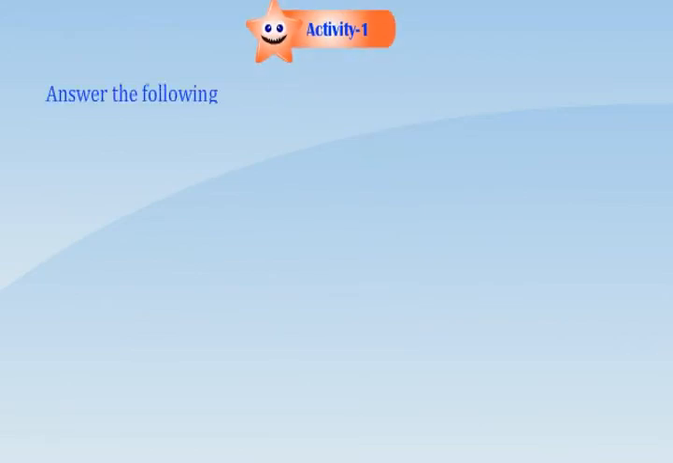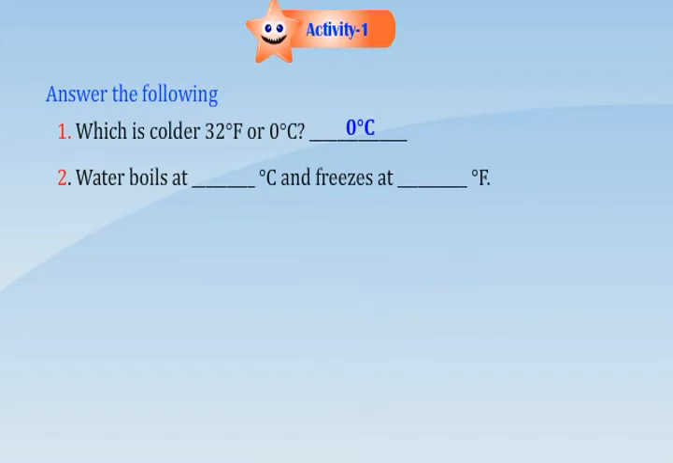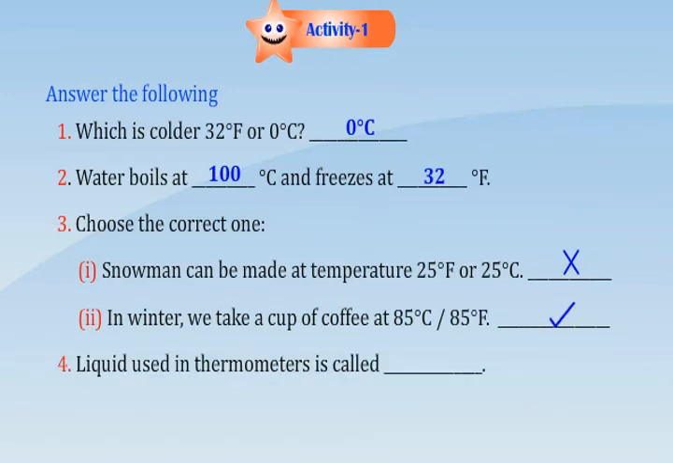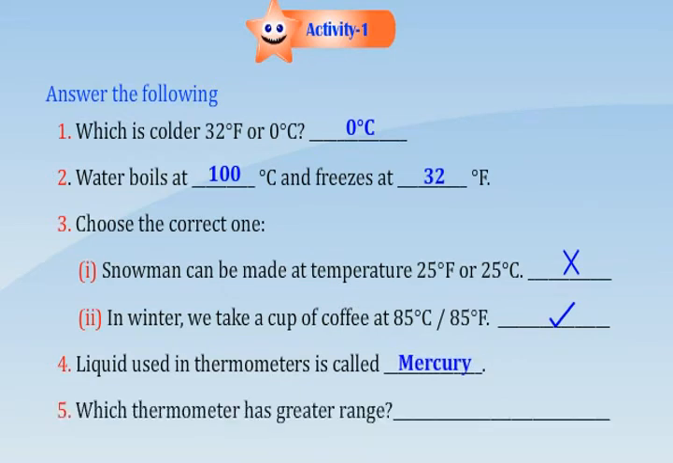Activity 1. Answer the following. Which is colder? 32 Fahrenheit or 0 degrees Celsius? Water boils at blank Celsius and freezes at blank Fahrenheit. Choose the correct one. A snowman can be made at a temperature of 25 Fahrenheit or 25 degrees Celsius. In winter, we take a cup of coffee at 85 degrees Celsius or 85 Fahrenheit. The liquid used in thermometers is called what? Which thermometer has greater range?